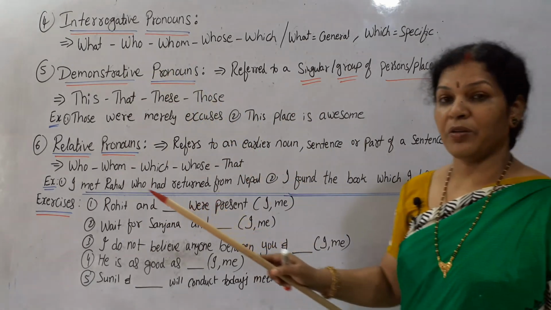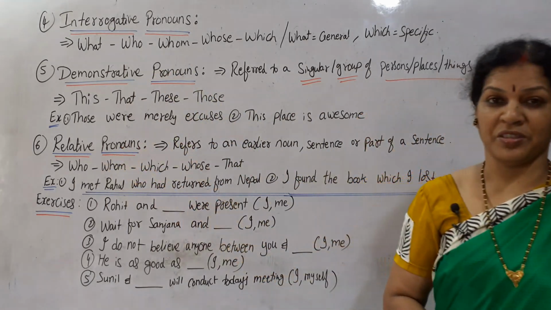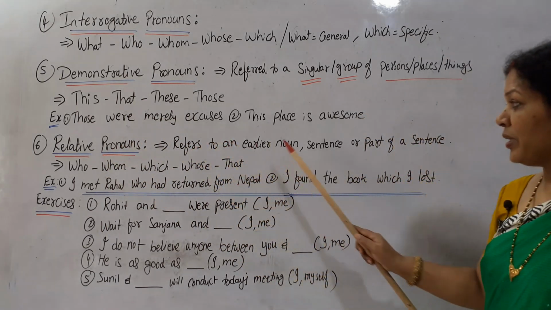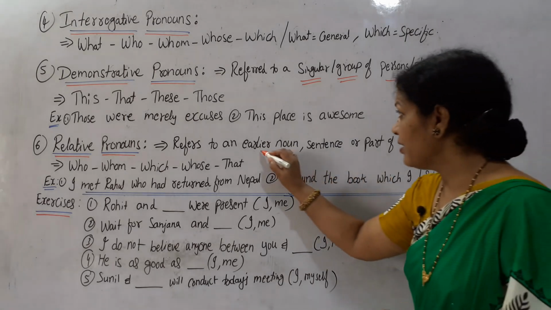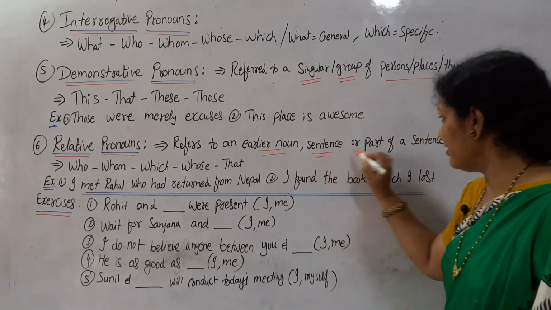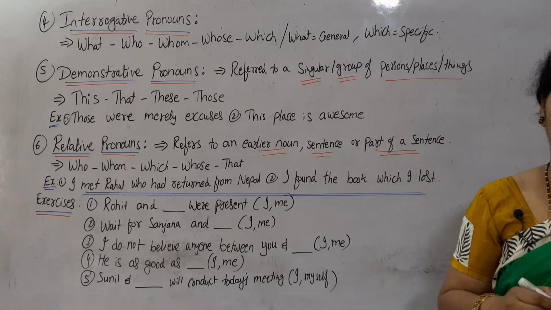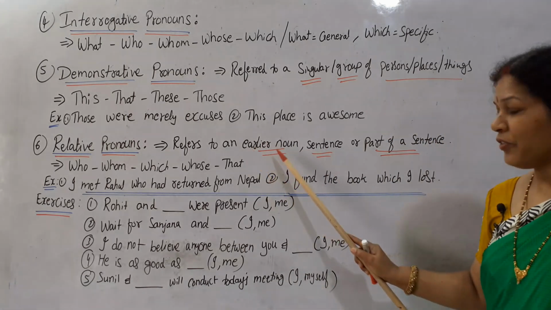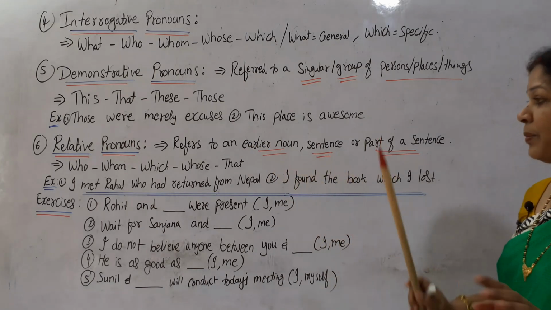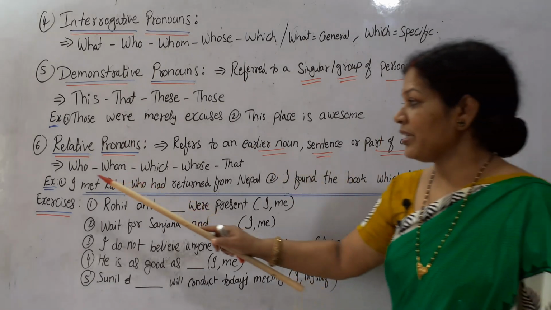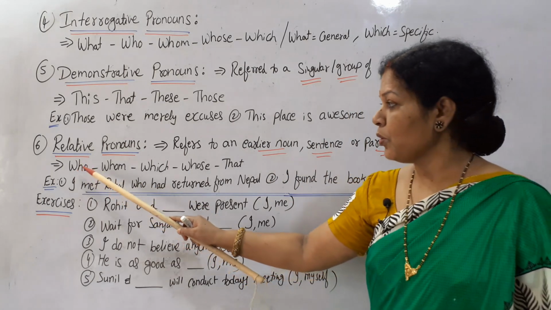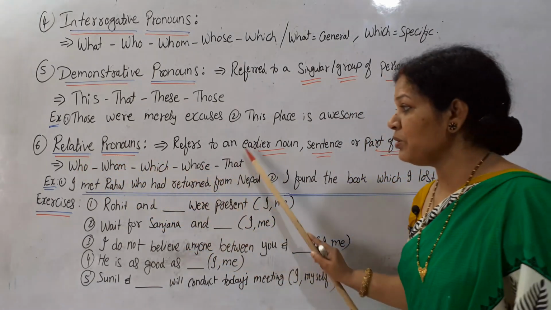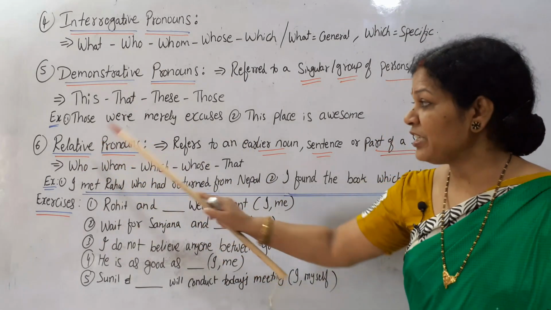And the last pronoun is the relative pronoun. Relative pronoun, how do you define it? It refers to an earlier noun or sentence or part of a sentence. Already there is a noun, so that is referring to an earlier noun or sentence or part of a sentence. You can take an example here. Generally we use who, whom, which, whose, that. These we use as relative pronouns.